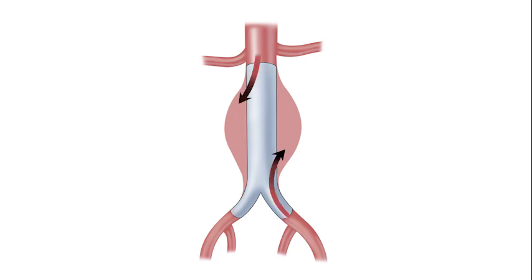If the graft is undersized, there may not be proper endograft apposition to the aorta wall, which significantly increases the risk of type 1 endoleak. Type 1 endoleak occurs when an inadequate seal between the endograft and aorta wall allows persistent blood flow from the aorta into the aneurysm sac.